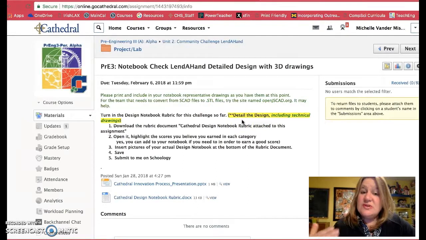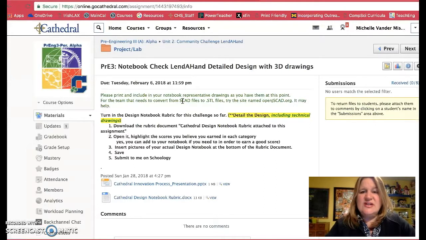And I know most of you did a great discussion of that on Friday and referred to some of the technical drawings. What I want you to do as best you can is to print and include in your design notebook representative drawings that you have at the present time. Some of you may have part of that already printed, but this is for your help, your benefit, for the record of what we've got right now today.